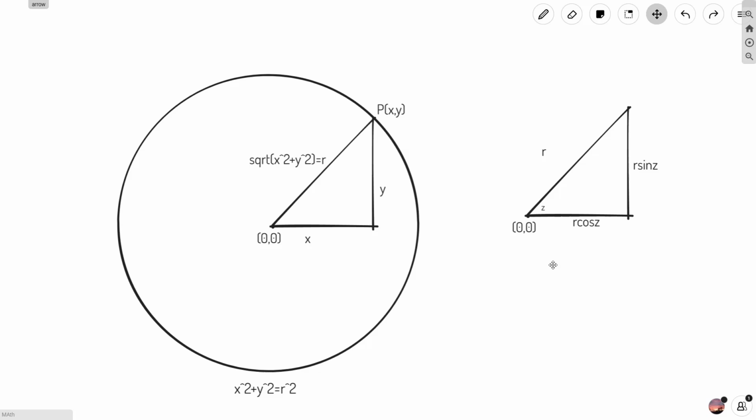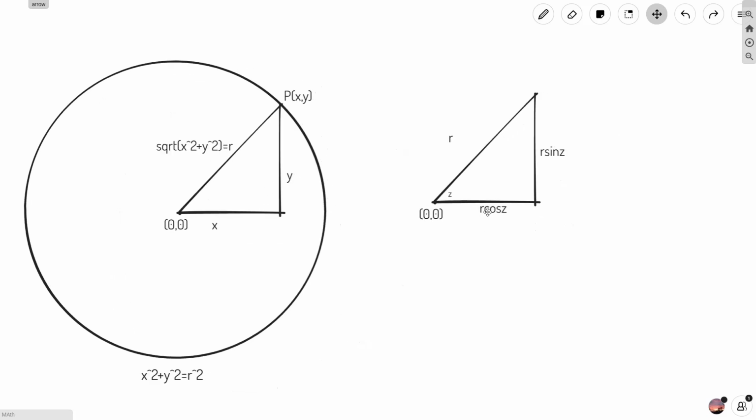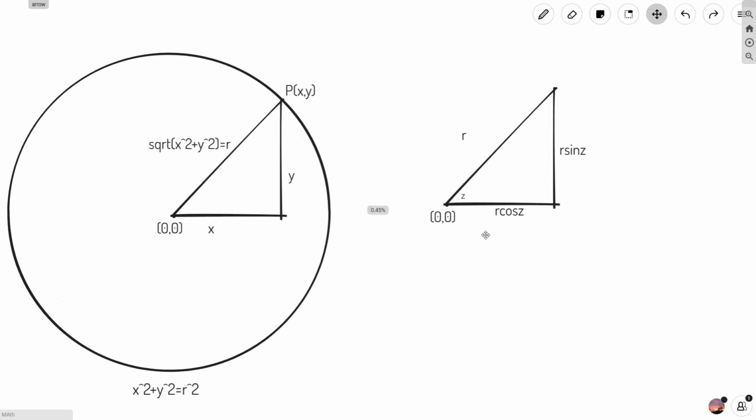Using trigonometric ratios, we can also express the x component and y component in terms of the angle of rotation of P around the center, for example, let's say that's z radians, and just the radius r. As you can see here, using trigonometric ratios, we're able to express x as r cosine z and y as r sine z. To make more sense of this, let's go here.